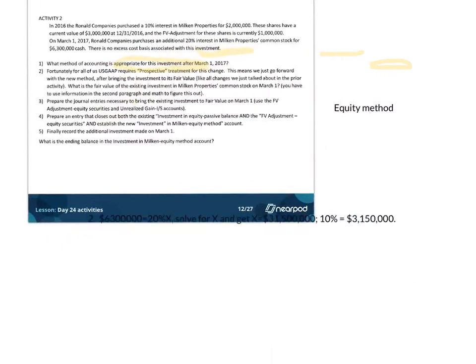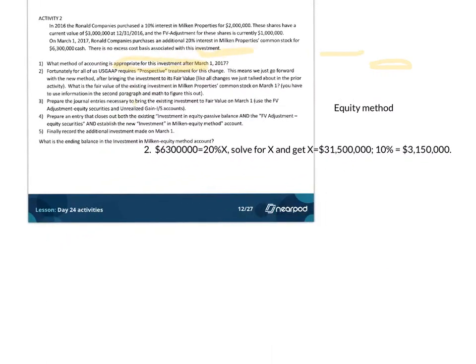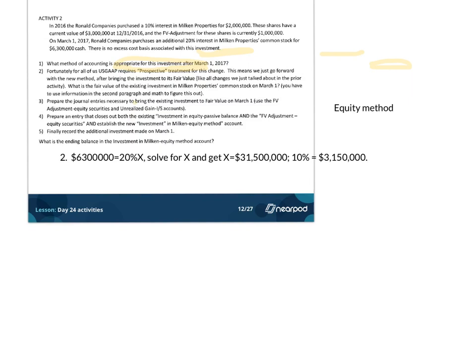So I'm going to move this information up here out of the way a little bit. And so we're going to be looking at the journal entries to bring that existing investment to 3,150,000. Well, to do that, you need to think about what is it recorded at currently. So let's draw some T accounts and make sure we understand what's going on T account wise.